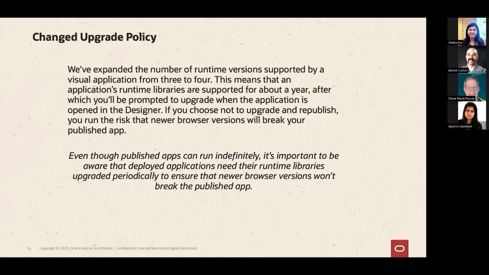So in context of this, we already have an upgrade policy. And as part of this policy, we support 3 VB runtime versions previous to the latest one. So if the latest release of Visual Builder is 25.10, we also support VB runtime versions 25.7, 25.4, and 25.1. From 25.10 onwards, we have extended the support to 4 previous releases. That is, 24.10 would also be supported. So this means that the runtime libraries your app is using should be supported for a year. Beyond this, obviously, you will be prompted to upgrade if you open the app in the designer. Next slide, please.